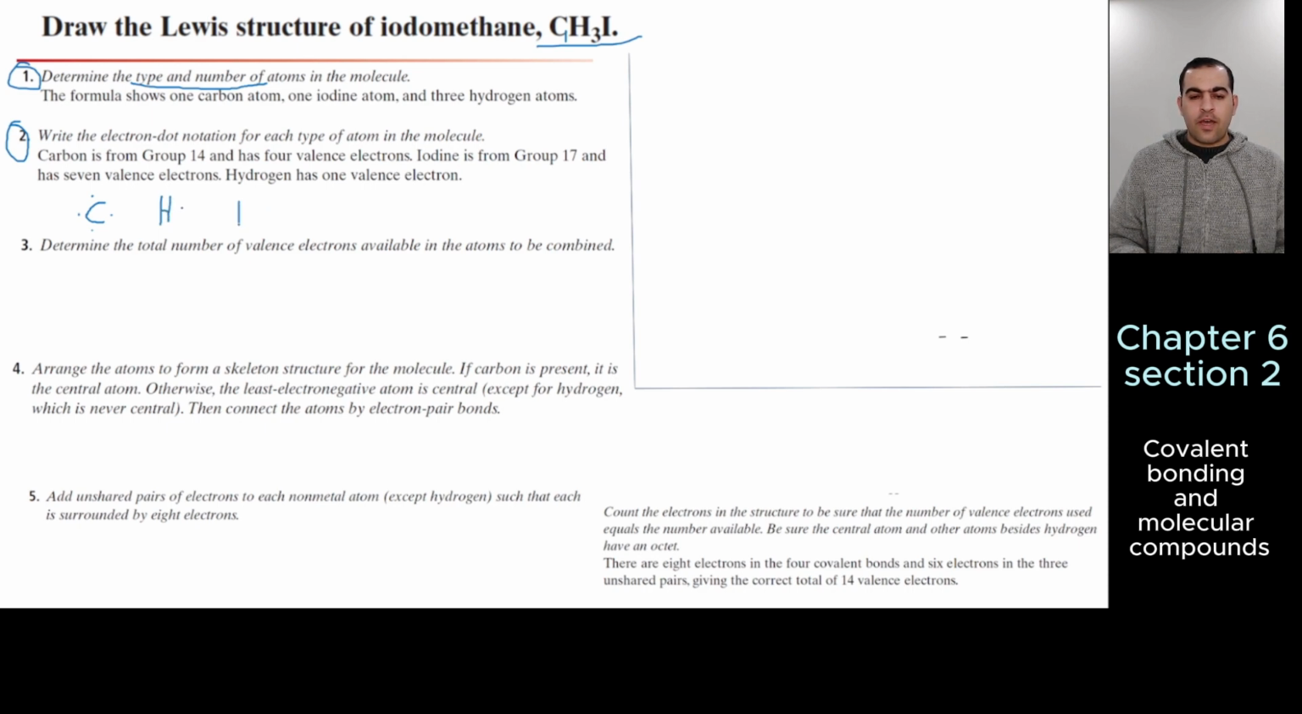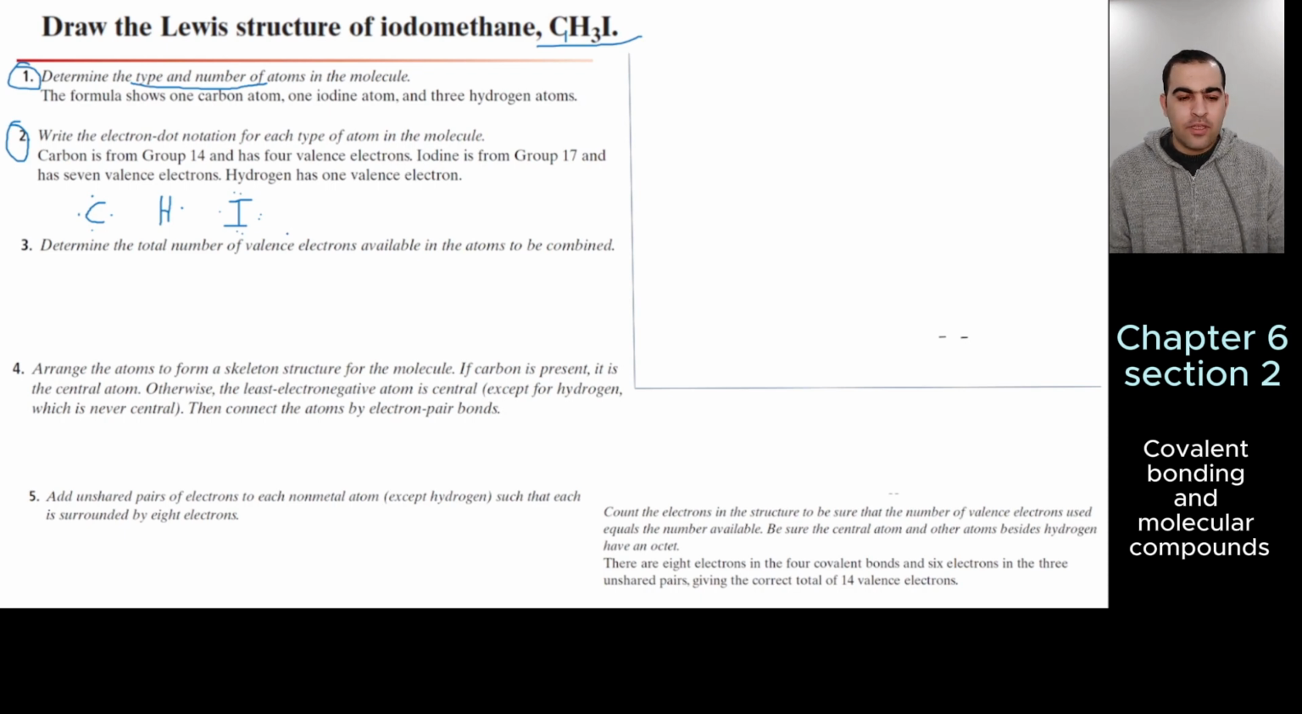And we have iodine, which is in group 17, so 7 dots. 1, 2, each side gets 1, then we give the other sides to make the pair, to make 7. Okay, this is electron dot notation for each type. But we know there are 3 hydrogens, so we just do it for 1.